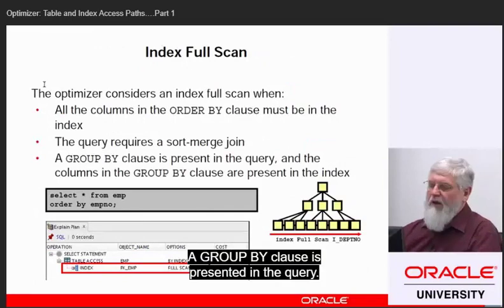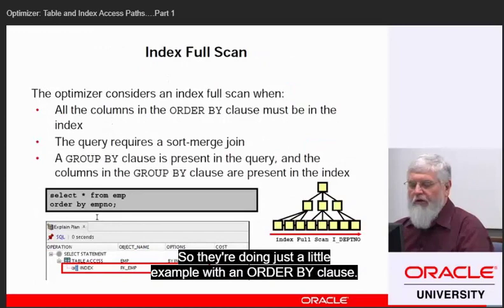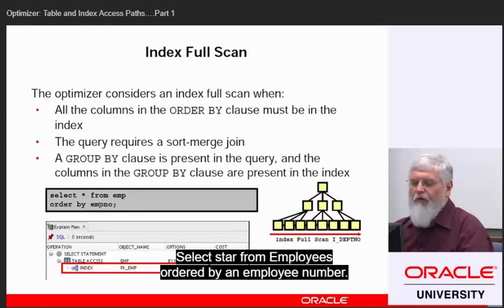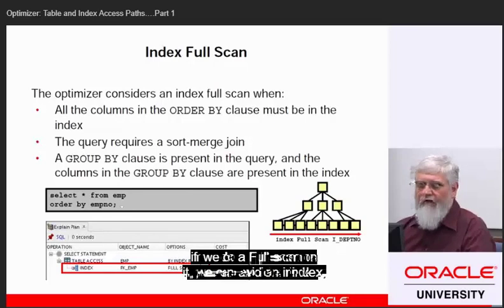Select star from employees ordered by employee number. Okay. And if we have an index that has the employee number ordered, if we do a full scan on it, we can avoid a sort. We can also use a range scan to avoid a sort. Unfortunately, the fast full scan cannot.